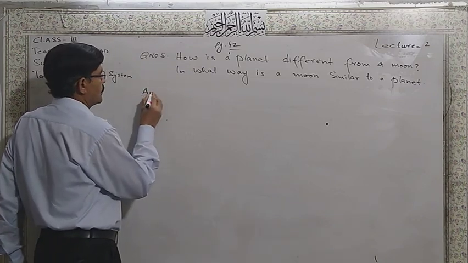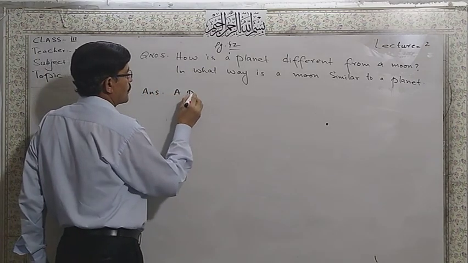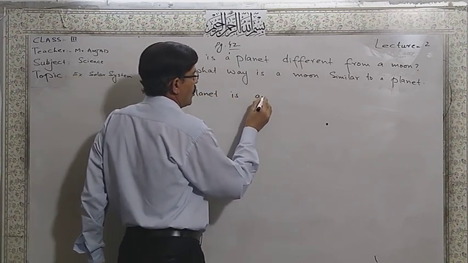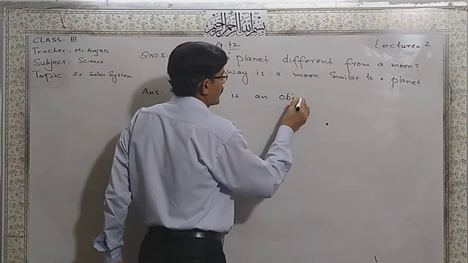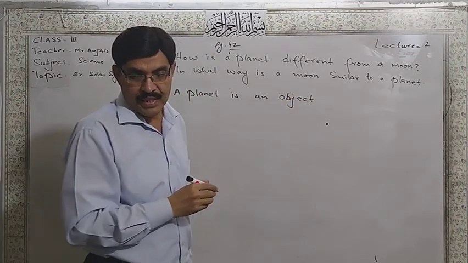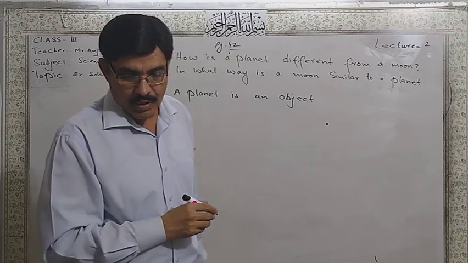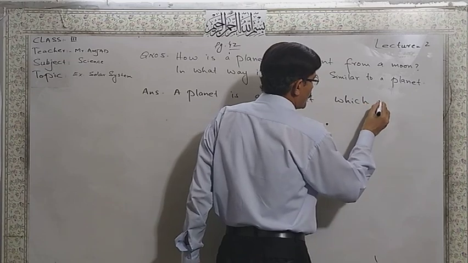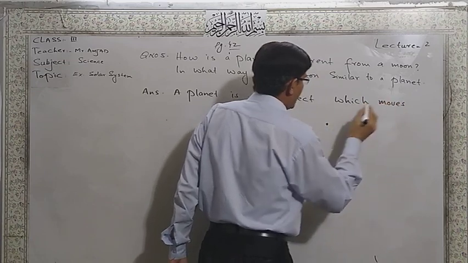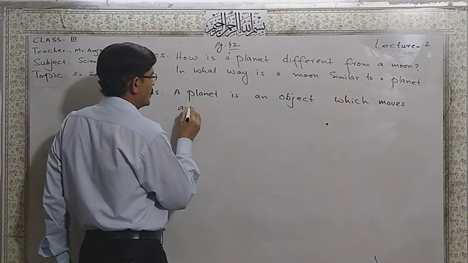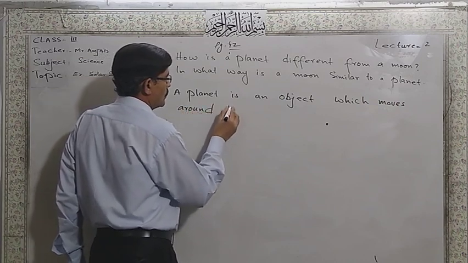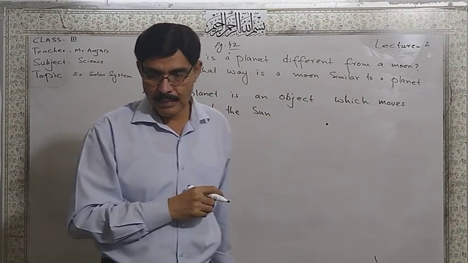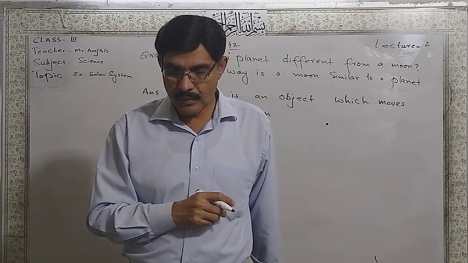Answer. A planet is an object which moves around the sun. Around the sun.